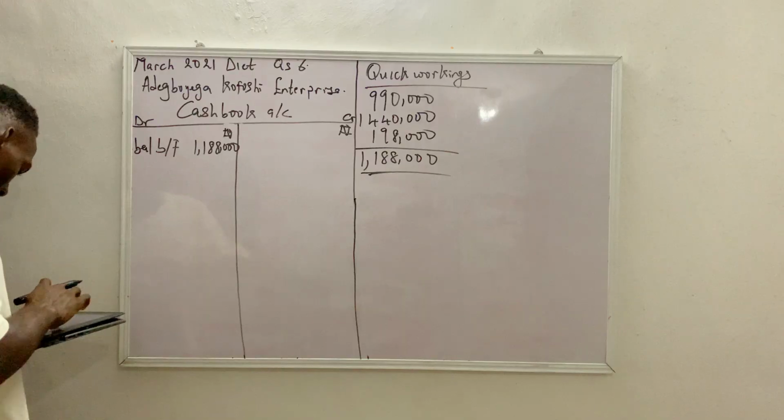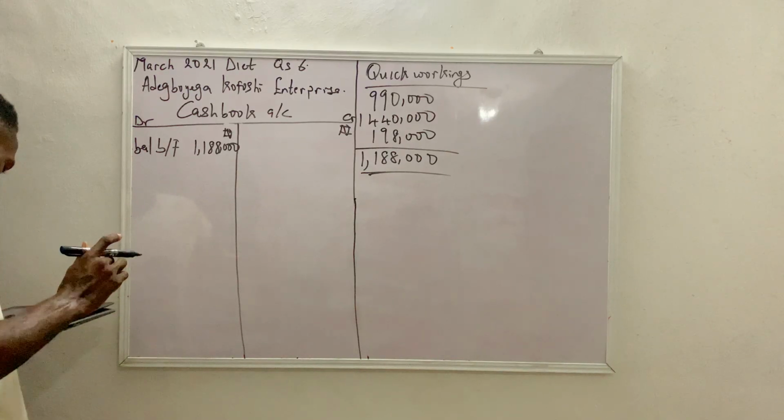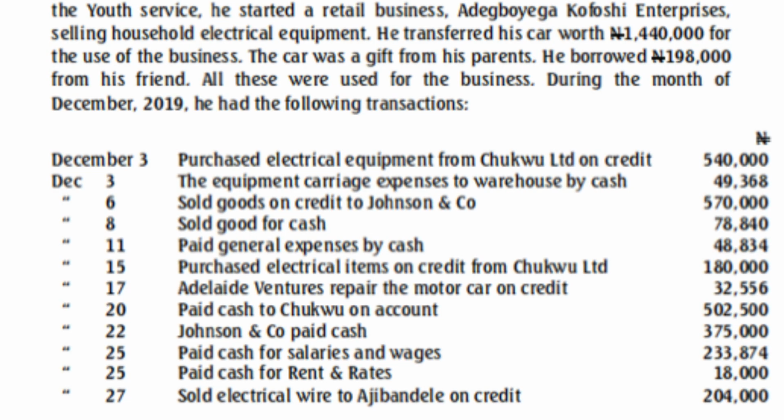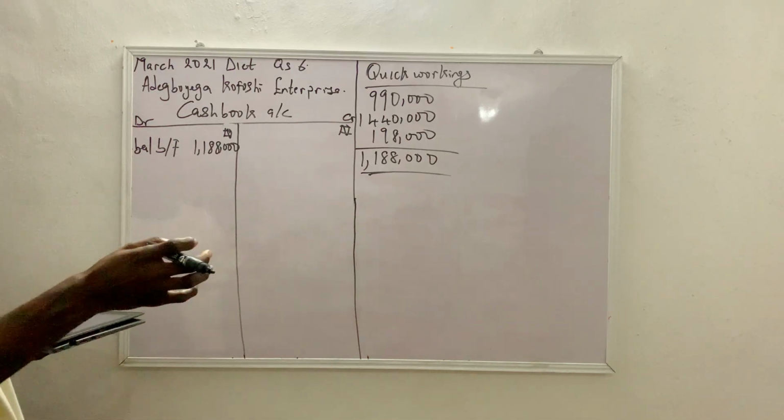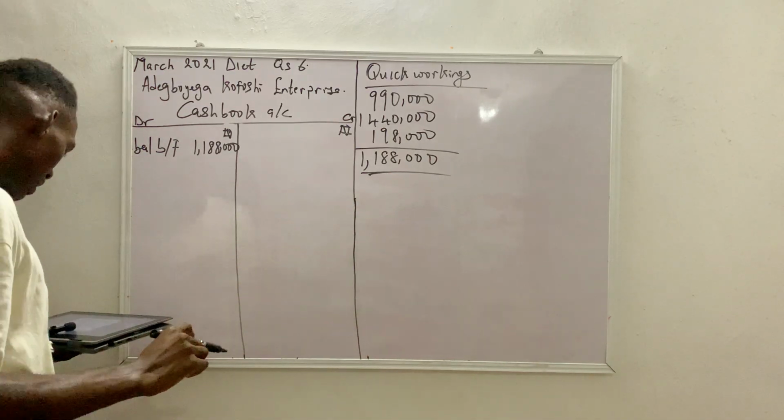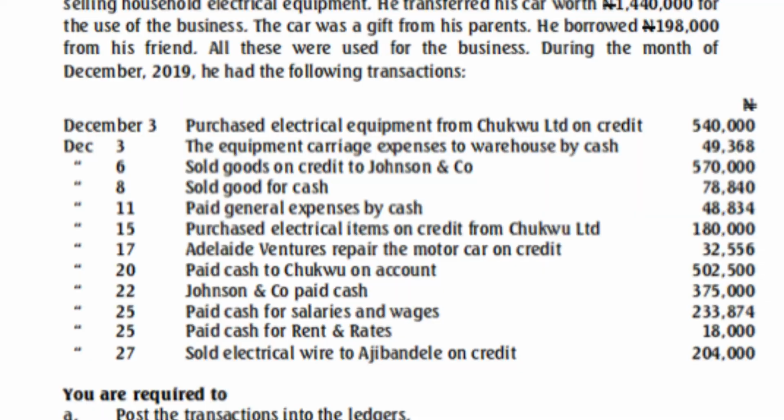Now, on the 3rd of December, he purchased electrical equipment from Shuku Limited on credit. So that's a credit transaction. It won't appear in our cash book. That transaction falls under our purchase ledger. Then the next one, the same December 3, the equipment carriage expenses to the warehouse by cash, 49,368. So these are carriage inward. I'm going to shorten it because of the space.